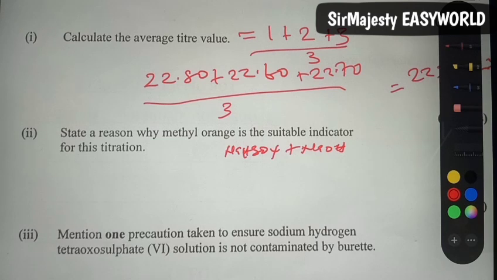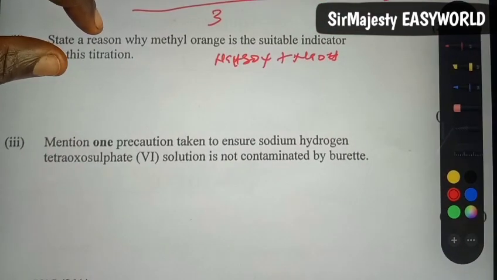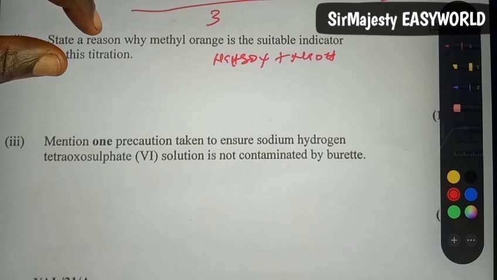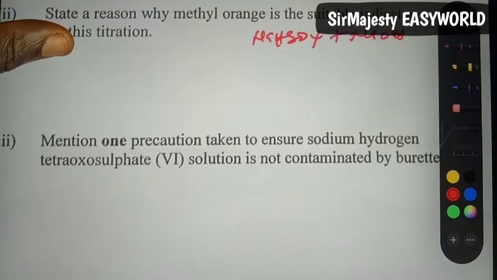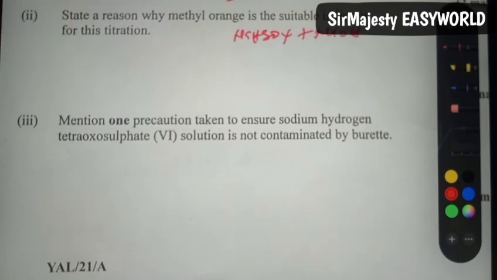Okay, so number 3 says, mention one precaution taken to ensure sodium hydrogen tetraoxosulfate 6 solution is not contaminated by burette. Simple, wash the burette with the acid, with the solution.